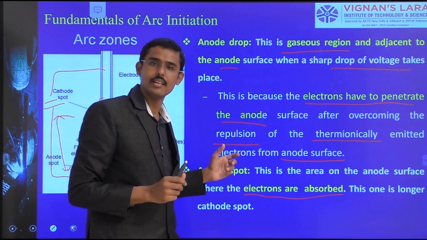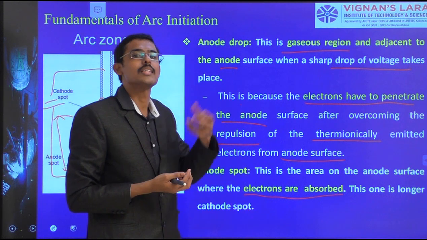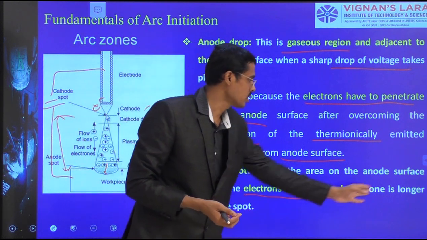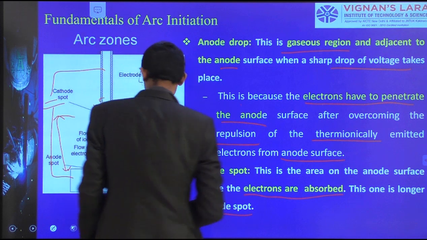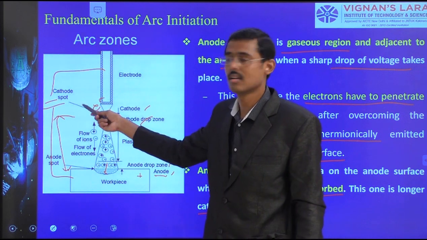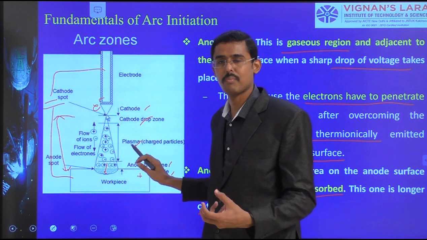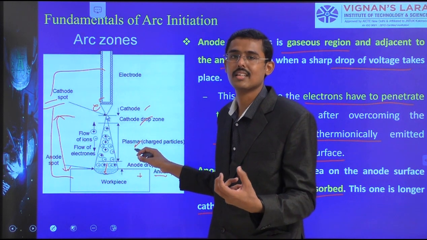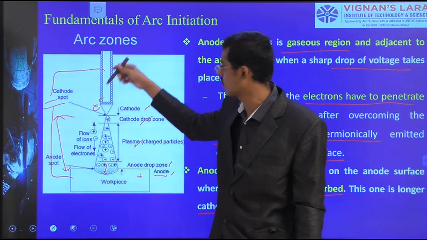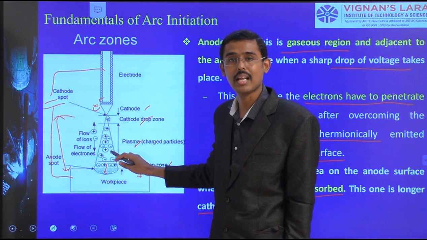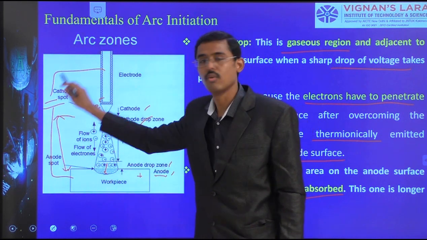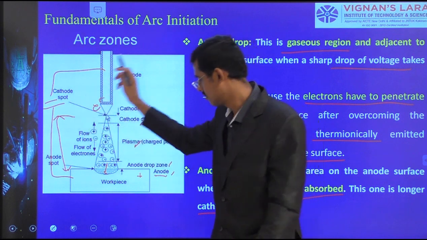Okay, heat is generated, electrons are absorbed. This heat melts the electrode and it comes down. This one is the cathode spot. We are releasing the electrons here by giving the high voltage. They come down, and in this region ionization happens. The plasma is generated, which generates heat. This heat melts the electrode. But what happened to the electron? The electron comes down and flows. Okay, very easy.